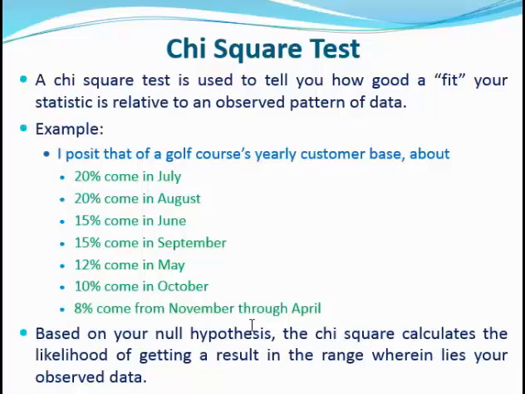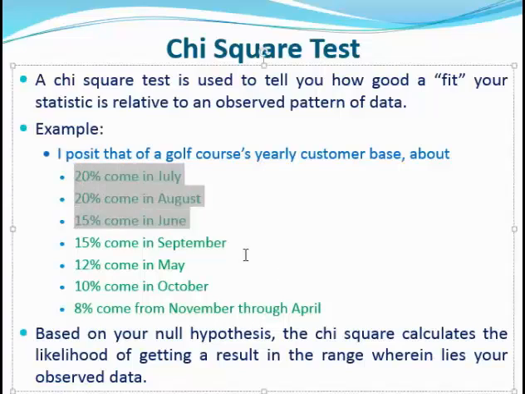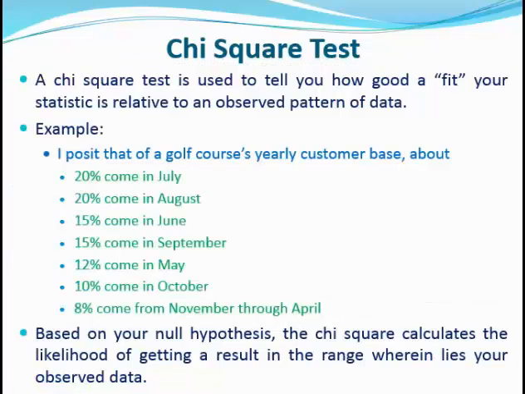So my null hypothesis is that this is the breakdown of my customer base. Again, we can't use what we discussed before in terms of a two-tailed or a one-tailed test, because we're not looking for one particular median. We're looking for a whole bunch of data points, and we want to know how close all of these data points are to the actual reality.